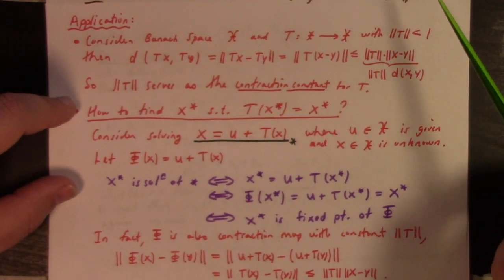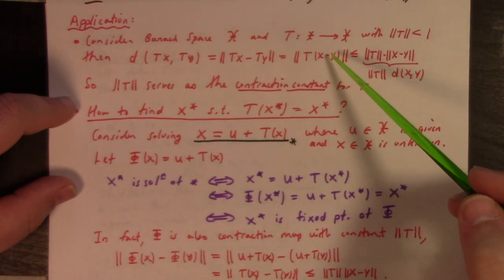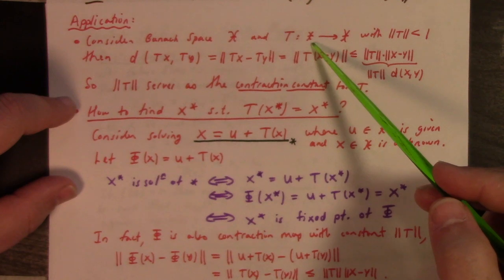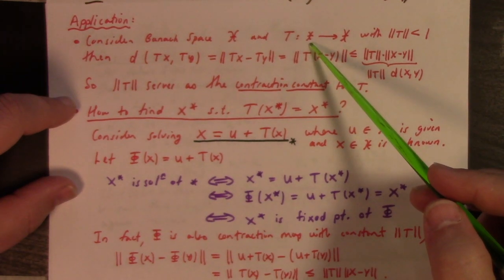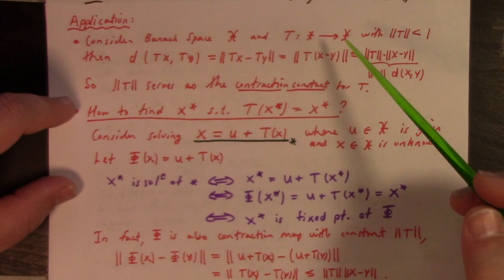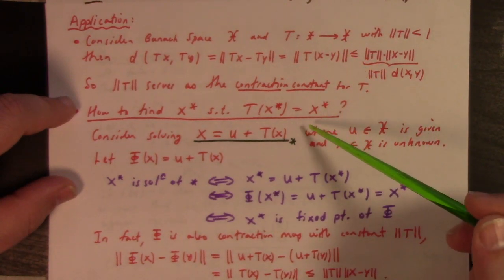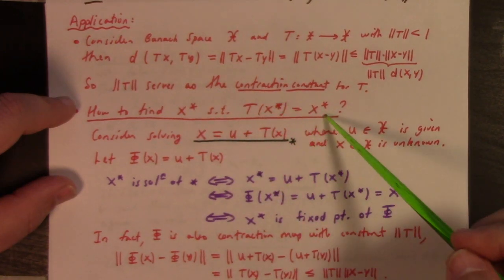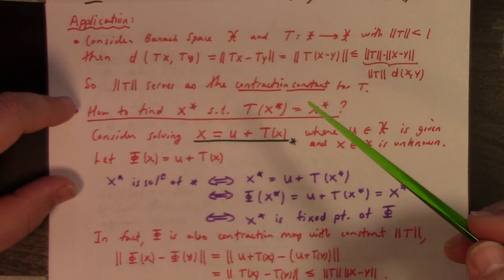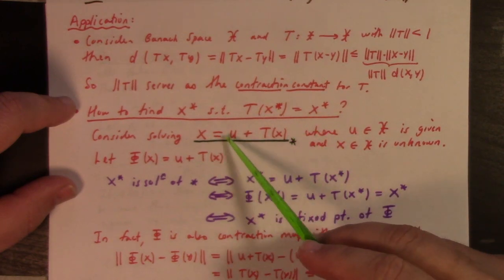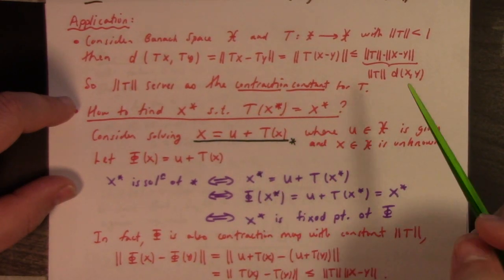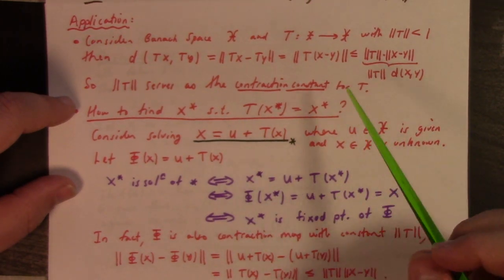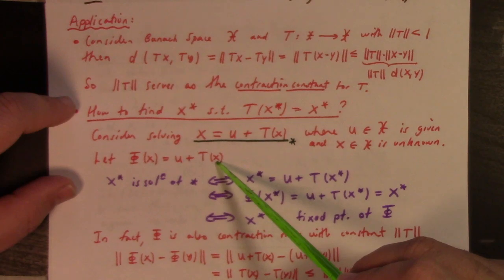So then the question is, okay, great. If t is such an operator, then apparently, if x is a Banach space, if it's a complete normed linear space, then we ought to be able to iterate to find the fixed point. So how do we find that fixed point, x star, such that t of x star equals x star? Well, what they propose is that we consider solving x equals u plus t of x, where u is given and x is at the moment unknown. And we let phi of x be u plus t of x.